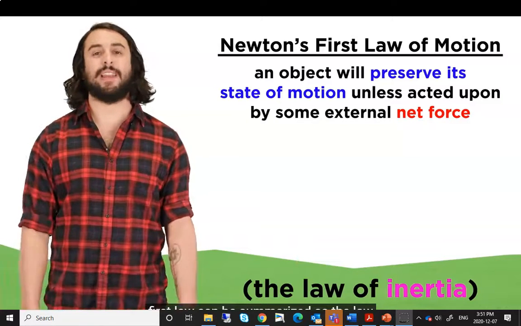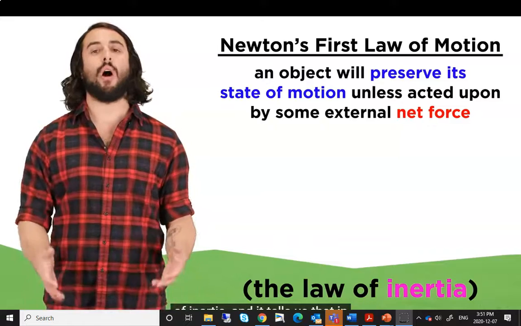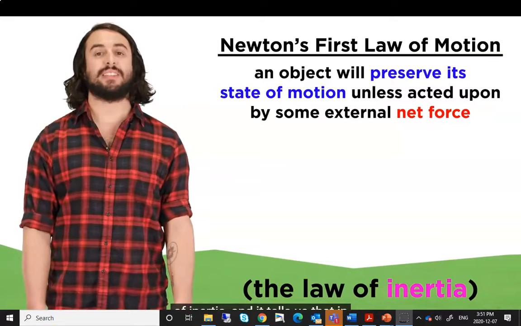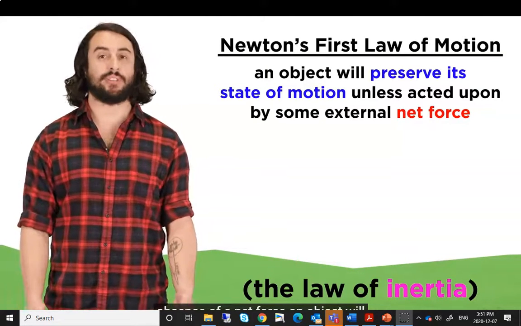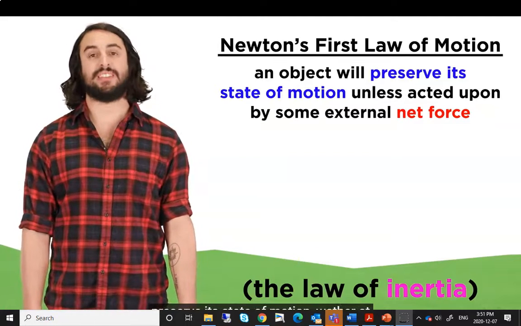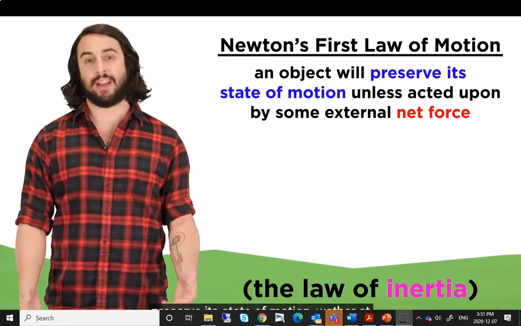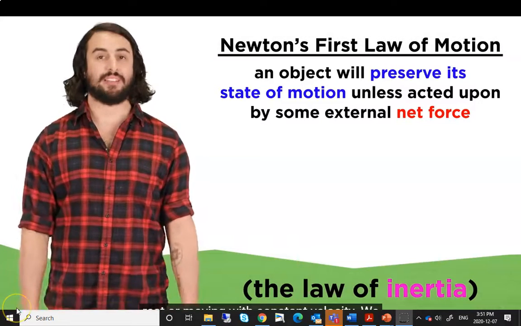So Newton's first law can be summarized as the law of inertia, and it tells us that in absence of a net force, an object will preserve its state of motion, whether at rest or moving with constant velocity.